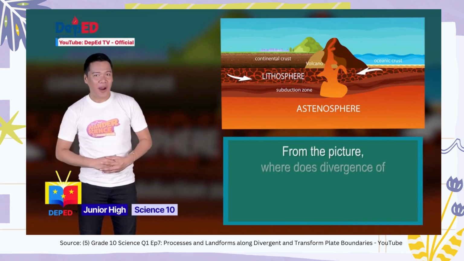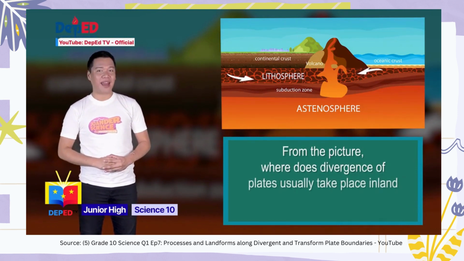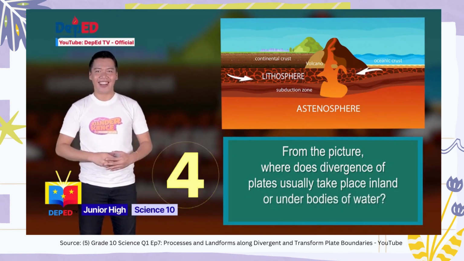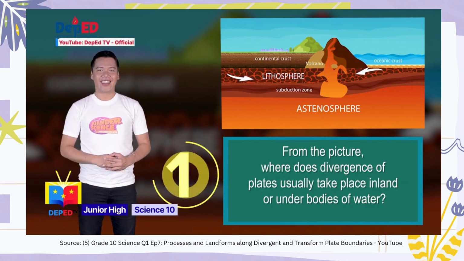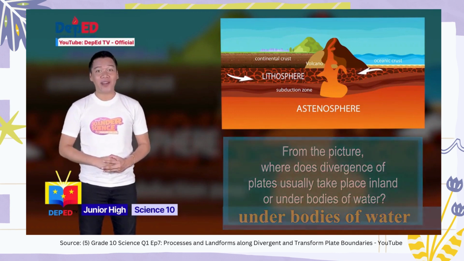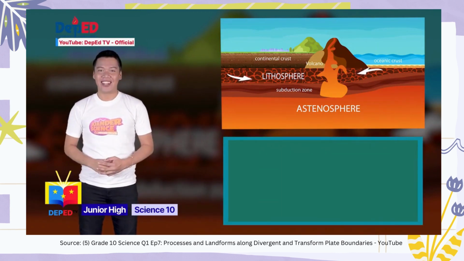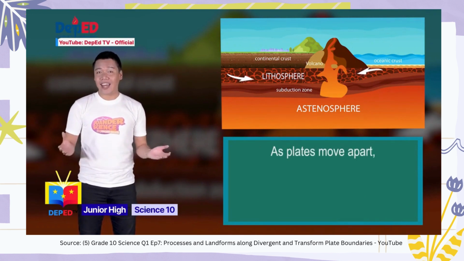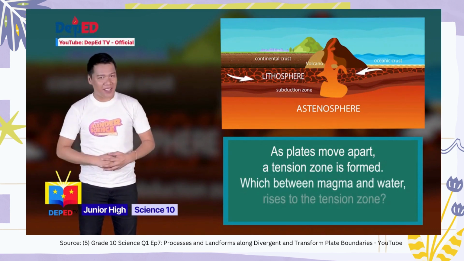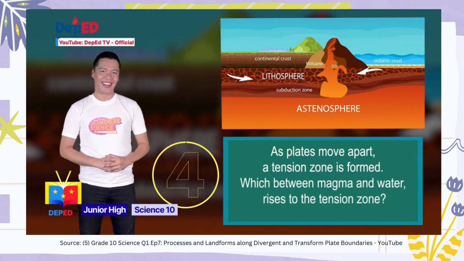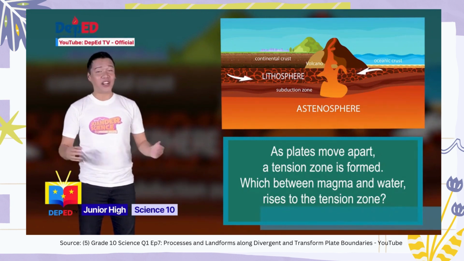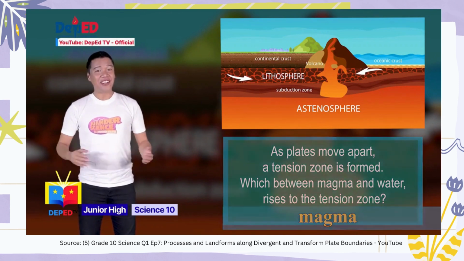From the picture, where does divergence of plates usually take place? Inland or under bodies of water? The answer is under bodies of water. Second question. As plates move apart, a tension zone is formed, which magma or water rises to. The answer is magma.